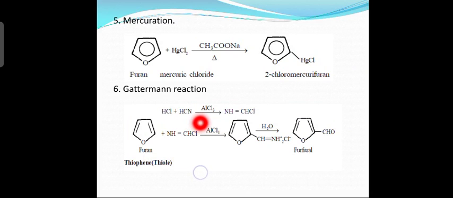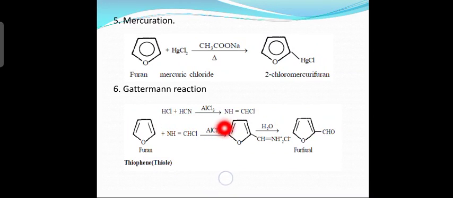In the presence of aluminum chloride, you get NH=CHCl. This is the first step. Second step is hydrolysis. This will combine with the furan, and then on hydrolysis gives what? Furfural.